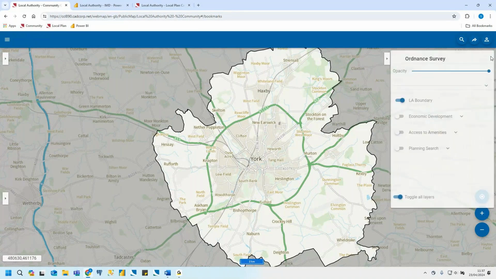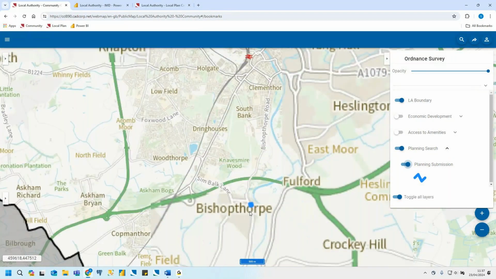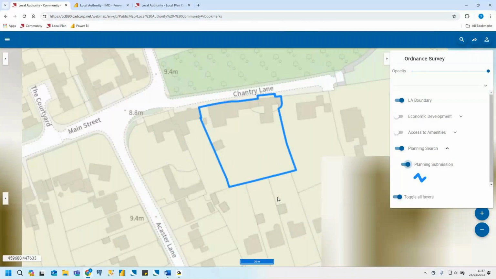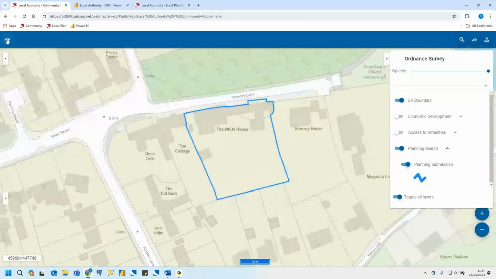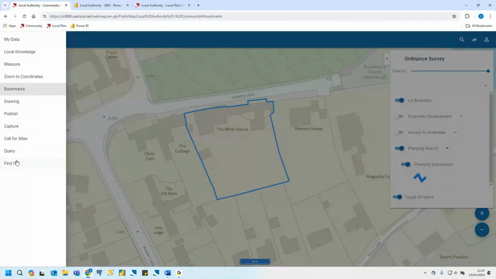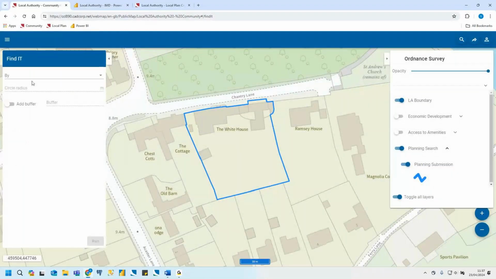So I'm going to turn on an overlay which shows the site that I want to search with, and I'm going to zoom to it on the map. And then in the main menu, in the top left-hand corner, we're going to access Find It. Now, Find It provides several options for defining the site that you want to search with, including an option to draw a site on the map.